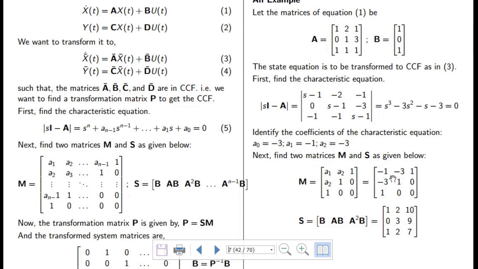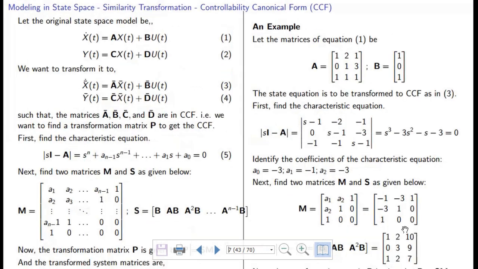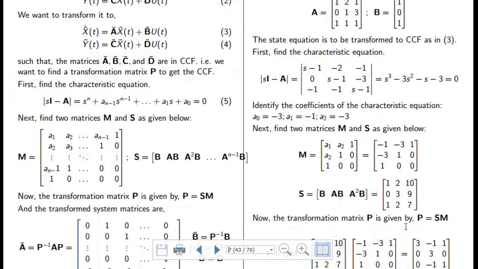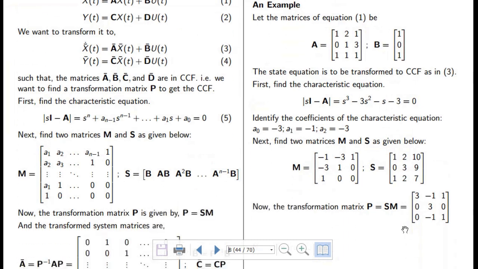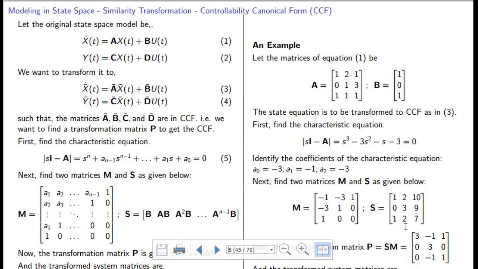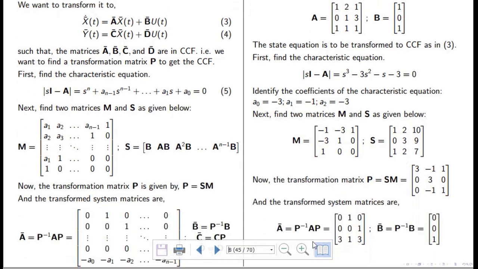Having obtained this M matrix and S matrix, you can find out the P matrix. P is equal to SM. Just multiply the matrices S and M, you get the transformation matrix. So the product SM is equal to 3 minus 1 1, 0 3 0, 0 minus 1 1.